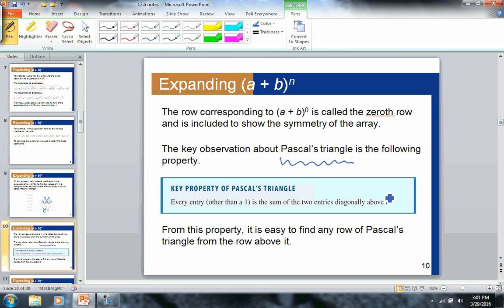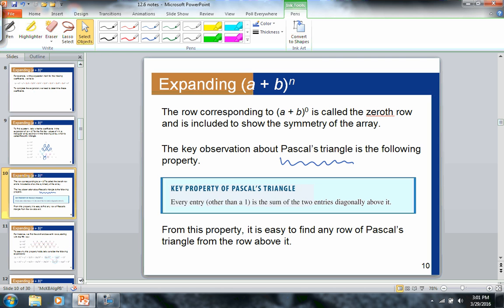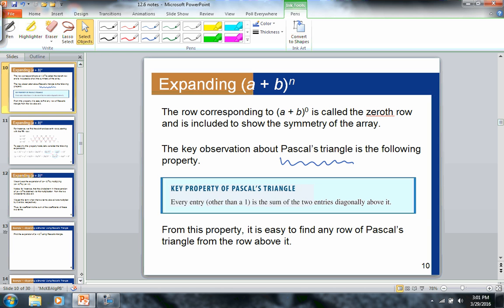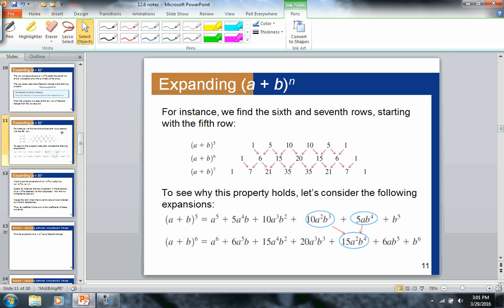So that means that this type of expansion is recursive, because we need the previous row in order to come up with the next row. And we've talked about recursive functions earlier in this chapter as well. So we're going to use this property of Pascal's triangle to help us write out these binomial expansions. Okay, so if we have a plus b to the fifth, there's that row.